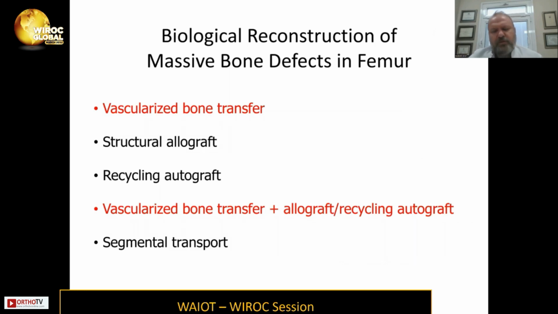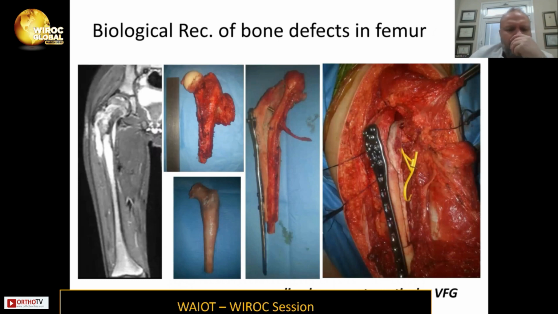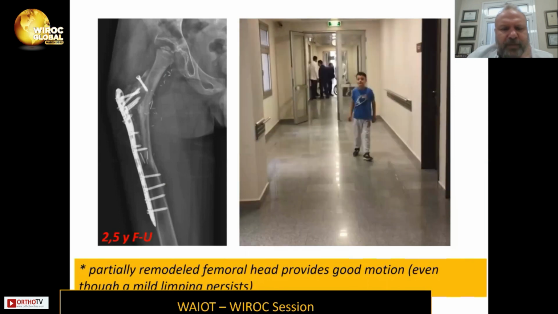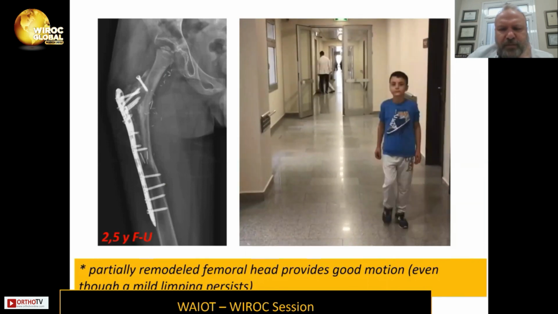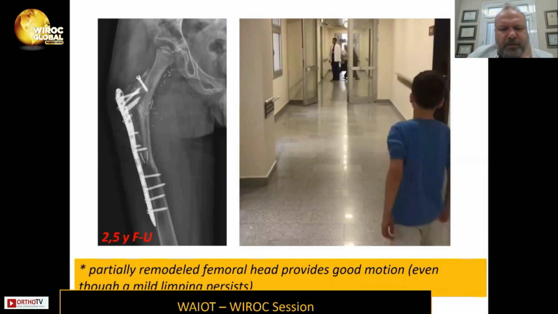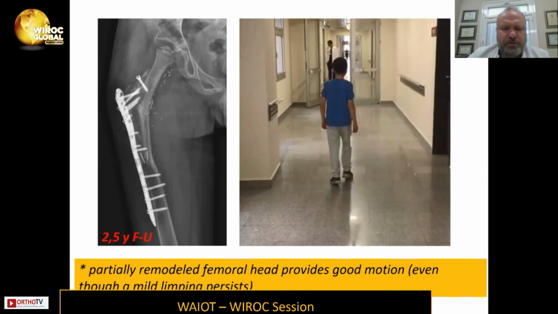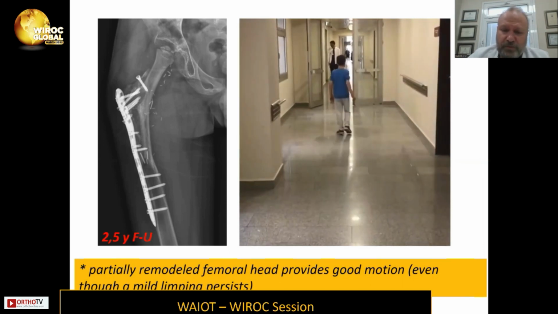When we come to biological reconstruction of bone defects, we frequently use vascularized bone transfer and a combination of vascularized bone transfer and allograft or recycling autograft. This is a proximal femoral osteosarcoma in a 6-year-old boy, which was managed by wide resection and then a combination of recycling bone and an osteoarticular vascularized fibular graft. And you see the 2.5-year follow-up of the patient. A partially remodeled femoral head provides good motion, even though a mild limping persists in this location.